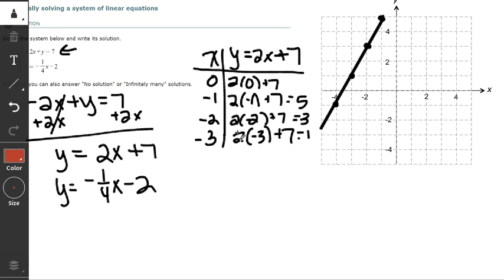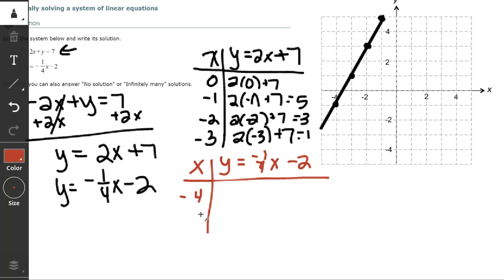Let's do that in a different color. So we have x, and then we have y equals negative 1/4 x minus 2. I'm actually going to start with, kind of like with my warm-up question, negative 4, and then maybe I'll do 0 and positive 4. The reason is if I use a 4, then if I multiply by the 1/4, the denominator is going to cancel out. So if I have negative 1/4 times negative 4 over 1, and then minus 2.